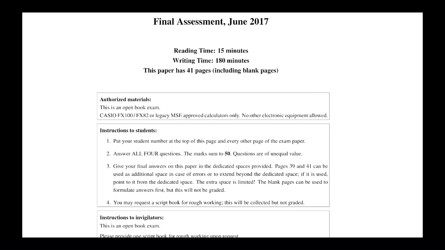So, no other electronic equipment. We don't have the Melbourne School of Engineering stickers anymore, so that doesn't apply this year.